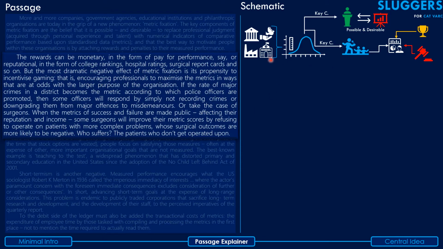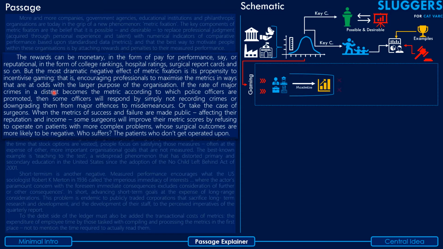So the second paragraph says the rewards can be monetary in the form of pay for performance, say, or reputation in the form of college rankings, hospital ratings, surgical report cards, and so on. But the most dramatic negative effect of metric fixation is its propensity to incentivize gaming. That is, encouraging professionals to maximize the metrics in ways that are at odds with the larger purpose of the organization. If the rate of major crimes in a district becomes the metric according to which police officers are promoted, then some officers will respond by simply not recording crimes or downgrading them from major offenses to misdemeanors.